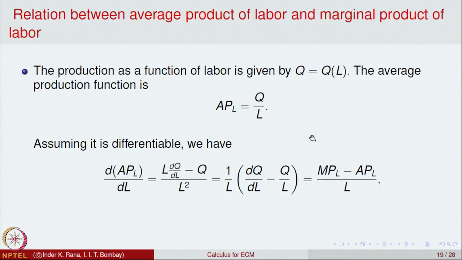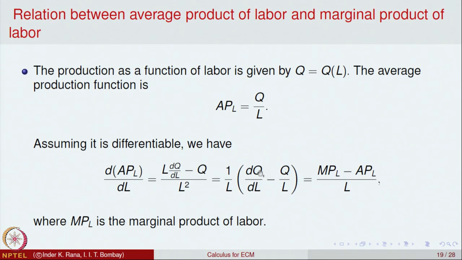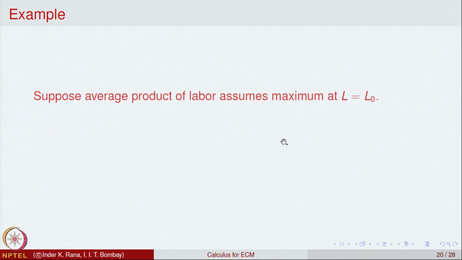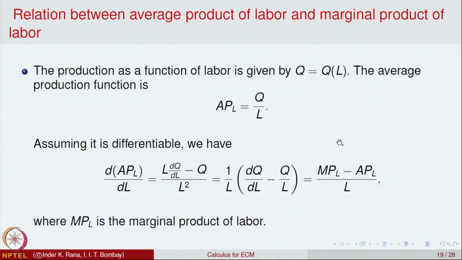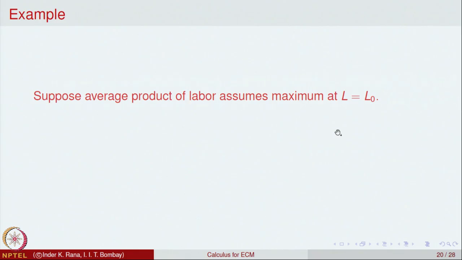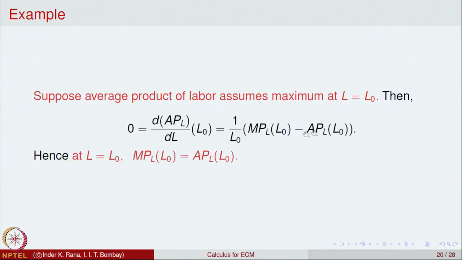So, let us look at this a bit further, where MPL is the marginal product of labor, that is what we said, dq by dl. Once that is obtained, suppose the average product of labor assumes the maximum value at L naught. So, let us assume the maximum value is obtained at L equal to L naught. In that case, the derivative of APL with respect to L at the point L naught is equal to 0, right, because it is maximum.